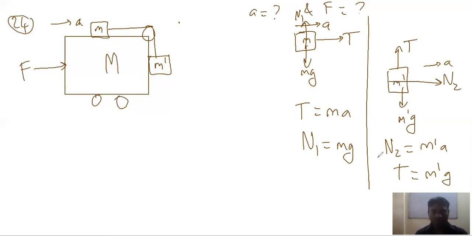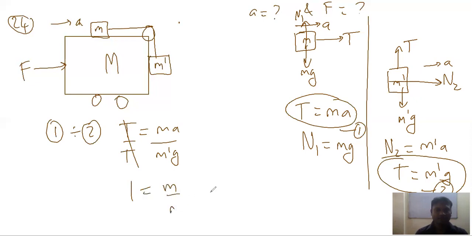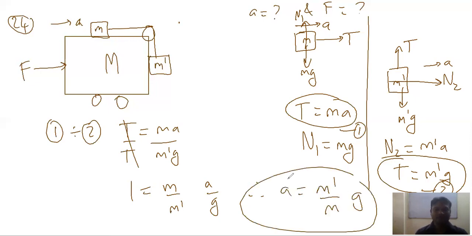So if I consider these two equations, let us say equation 1 and equation 2, then 1 divided by 2 will give us T = MA upon T = M'G. So T cancels, and we get 1 = M'/M into A/G. So A comes out to be M' upon M into G. So this is the value of acceleration A, M' upon M into G.